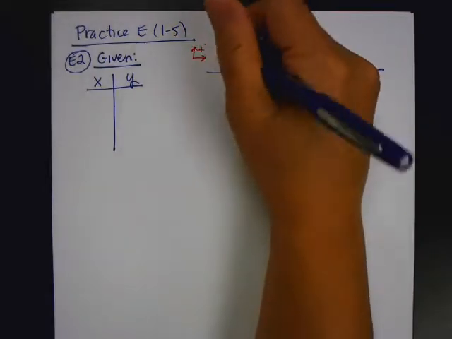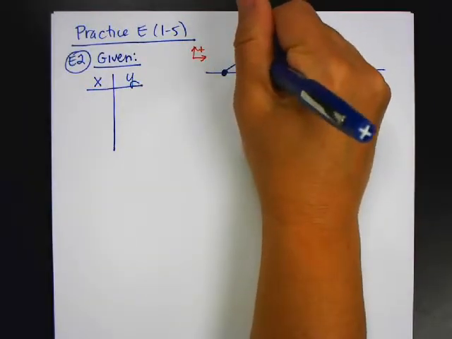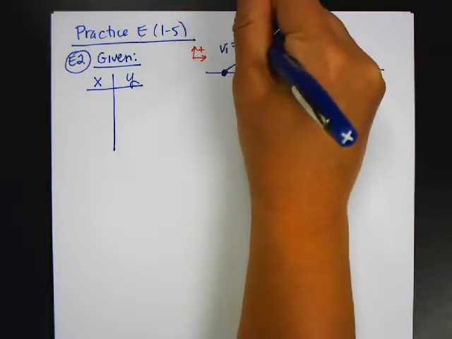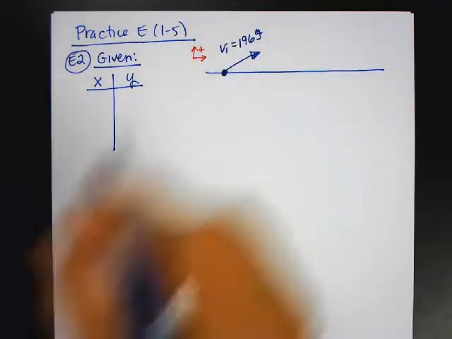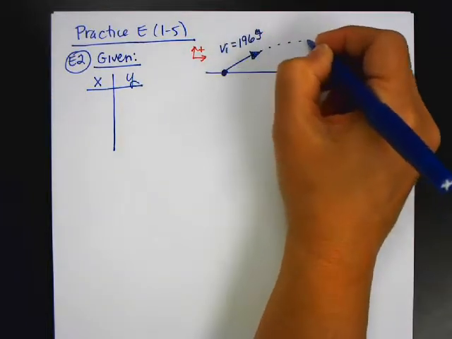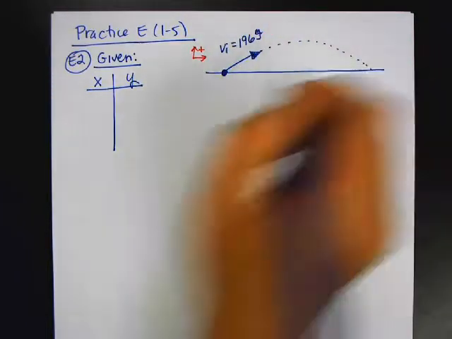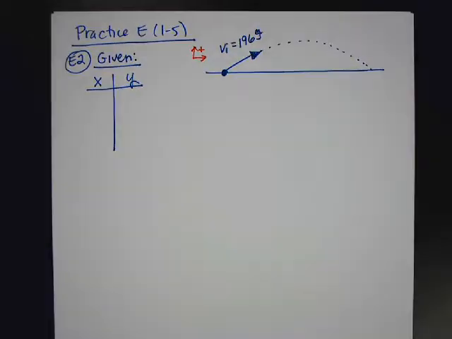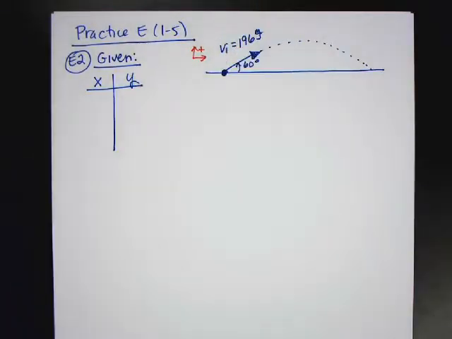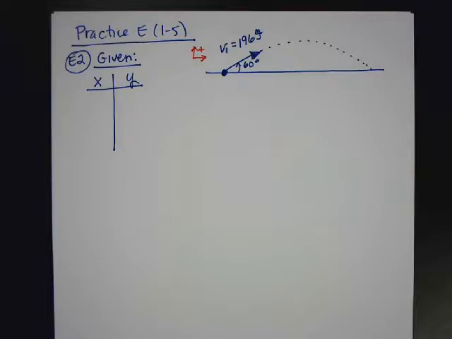So the velocity is going like this. This is VI, and this is 196. And then this is just showing you the initial velocity. It's going to end up going like this. This is going to be the path of the projectile. Okay. And they tell me that this angle here is 60 degrees. So that's all I have in my given.